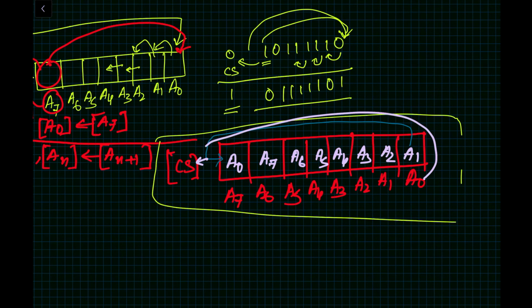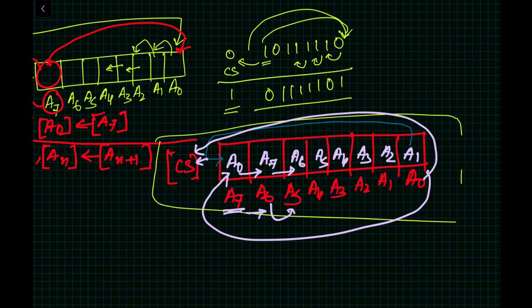A0, this value will come here into the carry status, as well as it will be written into the most significant bit. Okay, and all the bits will be shifted by one position, because we have seen here A7 is coming here, A6 is coming here. See, you can see here A6. So in this way you have to right shift the bits by one position.